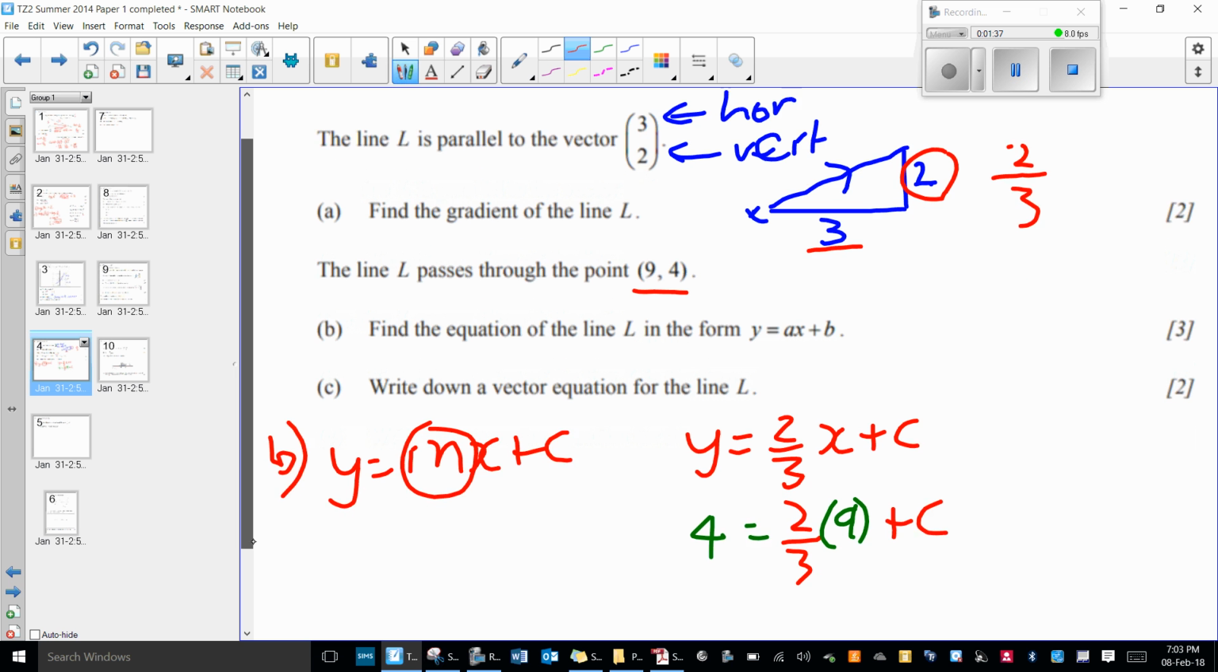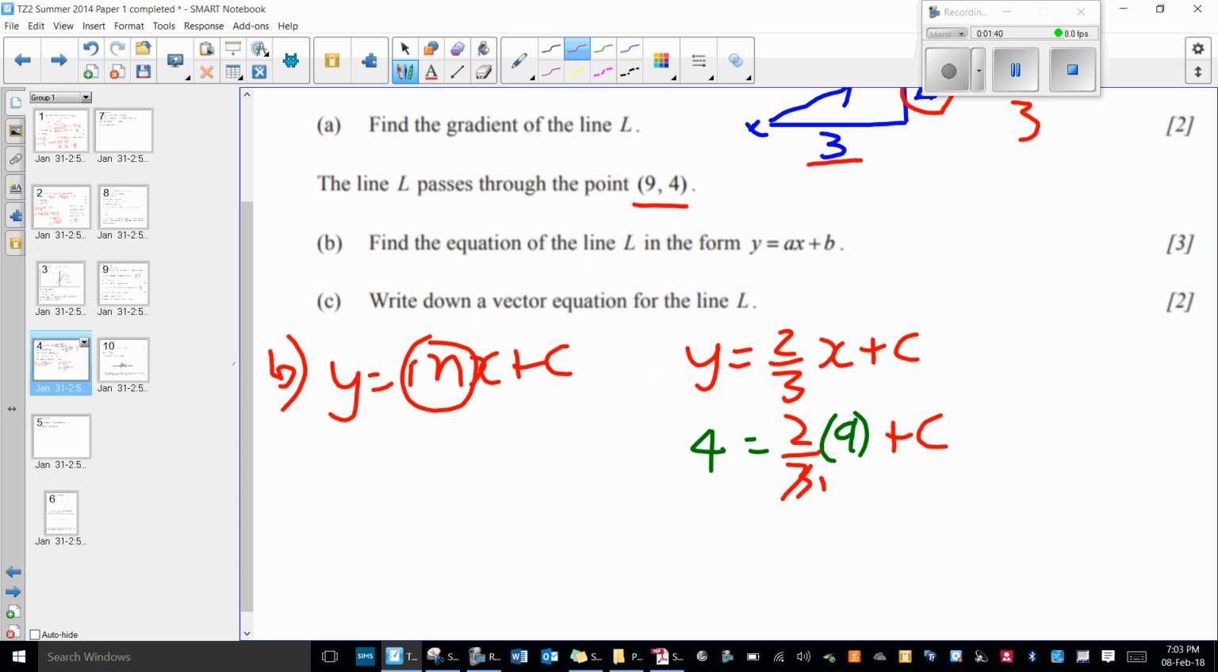So this is 1, this is 3, so we've got 4 equals 6 plus c, so c is negative 2, so the equation is y equals 2 over 3 x minus 2.